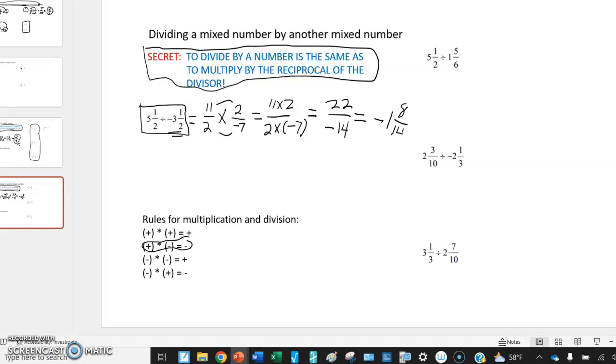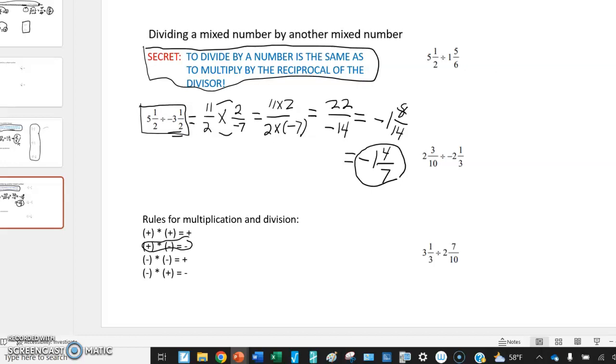Now we need to reduce this fraction. 8 over 14. So negative 1, we bring it over. 8 and 14, both of them are divisible by 2, right? So 8 divided by 2 is 4, and 14 divided by 2 is 7. Now 4 over 7 is no longer reducible, so that's the simplest form. So the answer is negative 1 and 4/7.